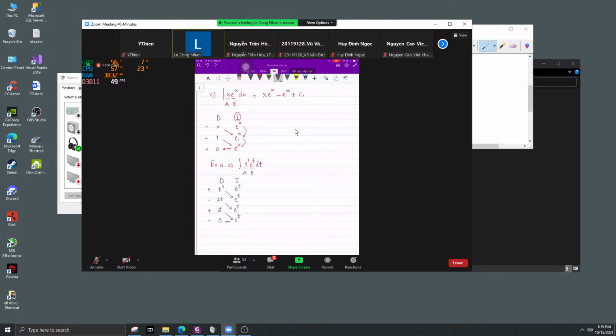Okay. So we can write out the result: t squared exponential of t minus 2t exponential of t, plus 2 exponential of t plus exponential of t. Okay. You get the idea?